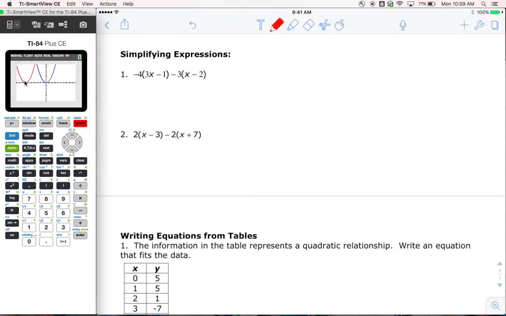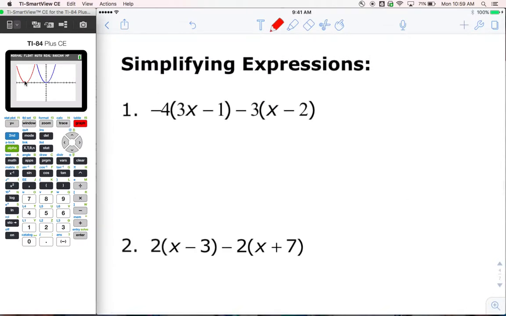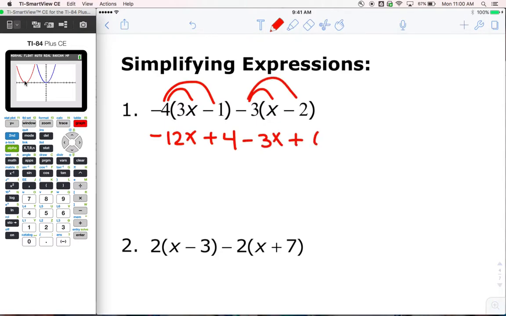Okay, next one, we're simplifying expressions. This is simple distribution here. So we're going to start with the first term here, negative 12x. Negative times negative 1 is positive 4. Negative 3 times x is negative 3x, and finally negative 3 times negative 2 is a positive 6. Combine your like terms, and we've got negative 15x, and 4 plus 6 is going to be a positive 10. All right, so we got negative 15x plus 10.